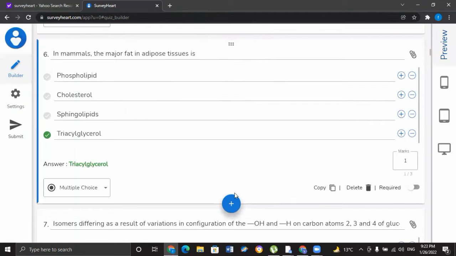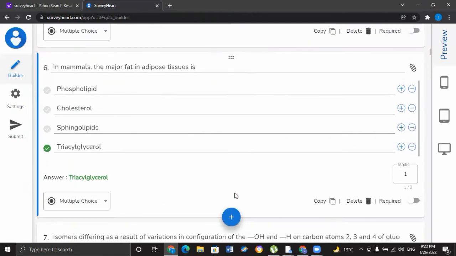In mammals, the major fat in adipose tissue is... When we talk about adipose tissue or TAG, TAG is one of the most important and abundant classes of fats or lipids. TAG is the major storage form as well as a transport form, and fat is stored in adipose tissue. So the storage form is TAG, triglycerol, which is stored in adipose tissue. That is option D for MCQ number 6.